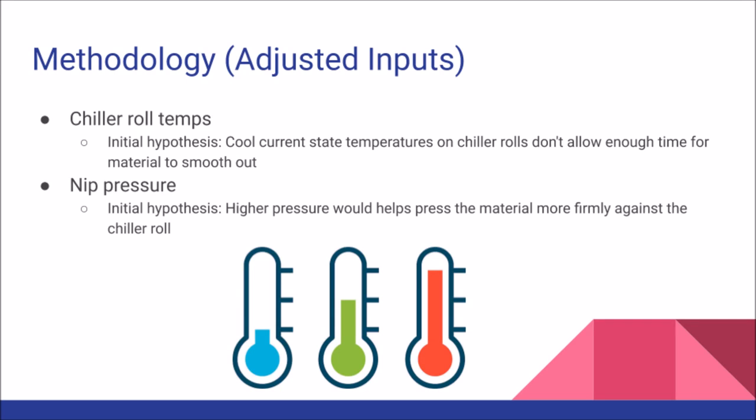For the chill roll temps, we believe that the current state temperatures on chill rolls don't allow enough time for the material to smooth out once they come out of the die. Meanwhile, we believe nip pressure could be impactful because it would allow for the material to be pressed more firmly against the chiller roll when it was coming out of the die, allowing the profile to be smoothed out further.